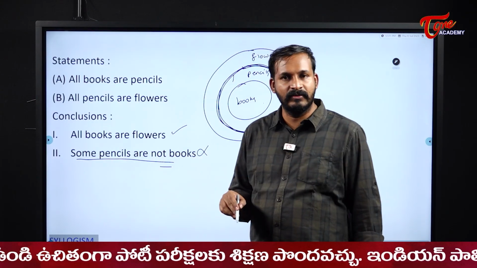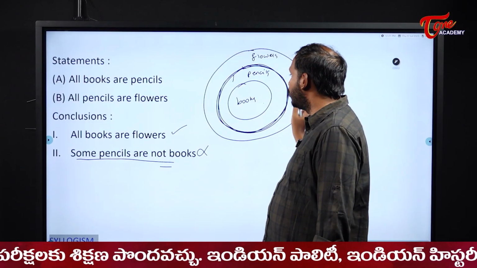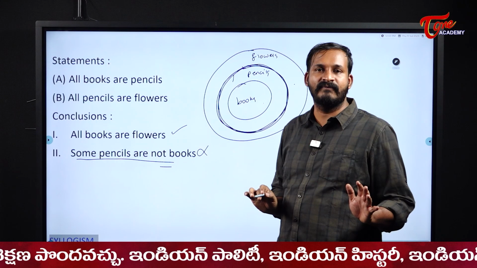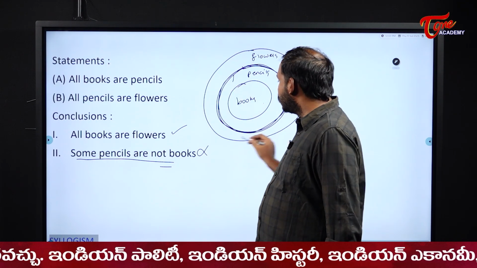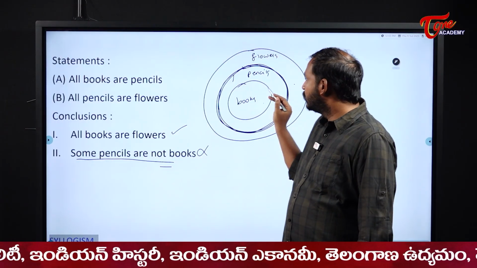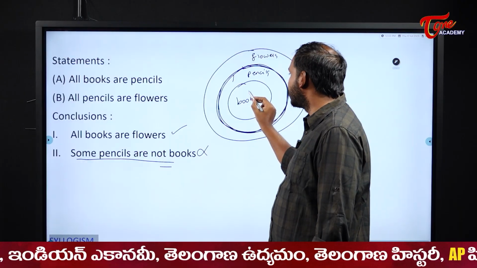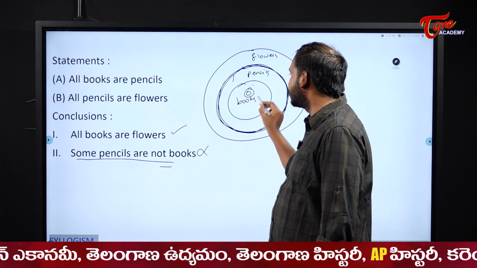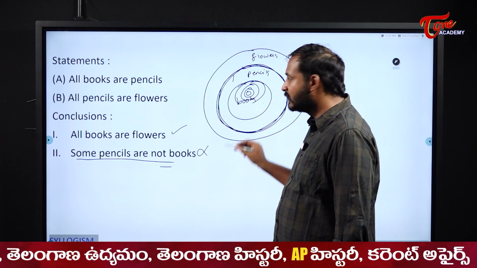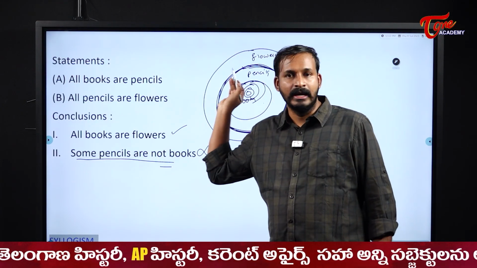Then obviously this will become what? False. But I cannot draw over pencils. I can just overlap with pencils, but I cannot draw beyond. Why? Because all books should be what? Pencils. That means at max I can draw this circle. See here, students, I can draw books like this, like this, like this, right? Books. At max I can overlap with pencils. I cannot go beyond pencils.